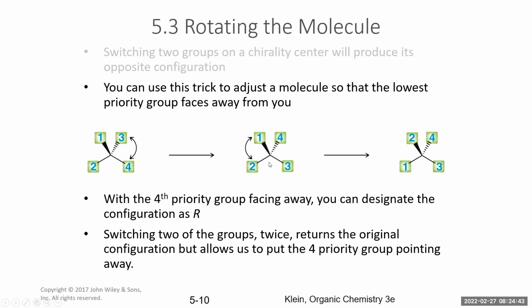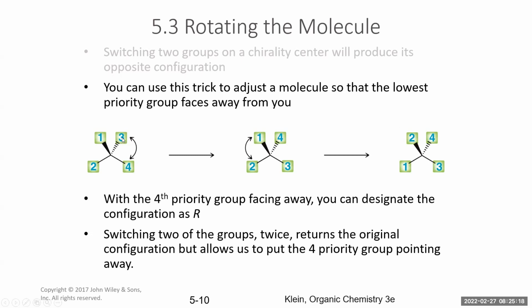If I don't want to have to remember that I need to go back to the original designation, I can switch the other two groups to come up with this structure, which will have the identical configuration to the first structure. So again, by switching two groups, I've switched either from R to S or from S to R. But if I also switch the other two groups, then I'm back to the original, either R or S, whatever it happened to be. And we could actually figure it out from here, right?